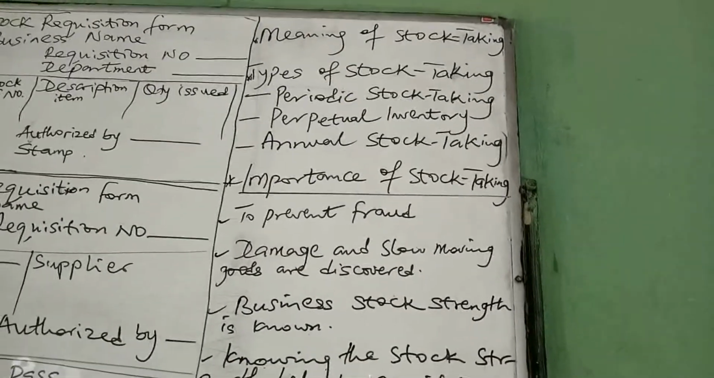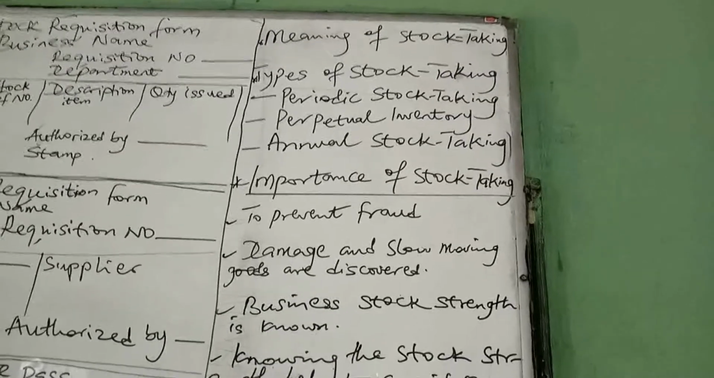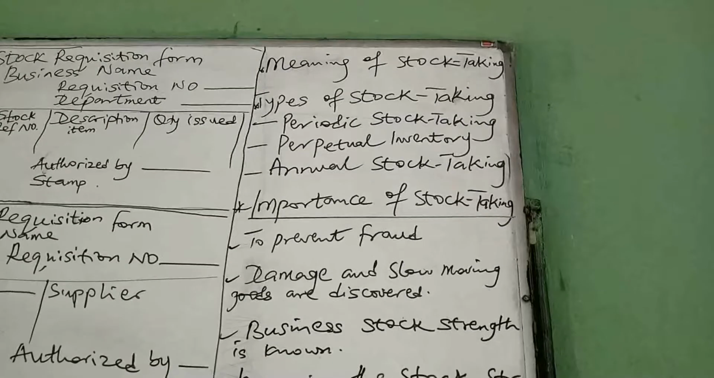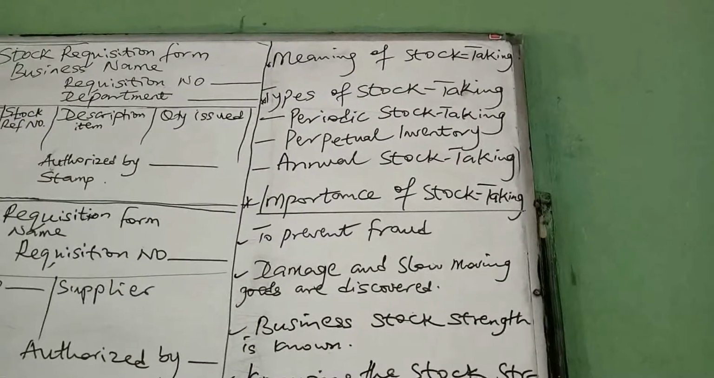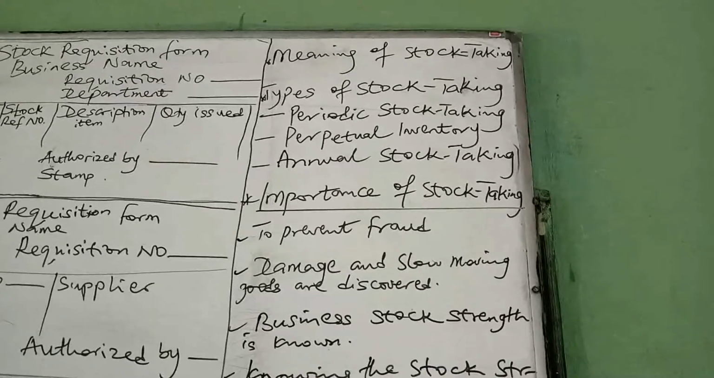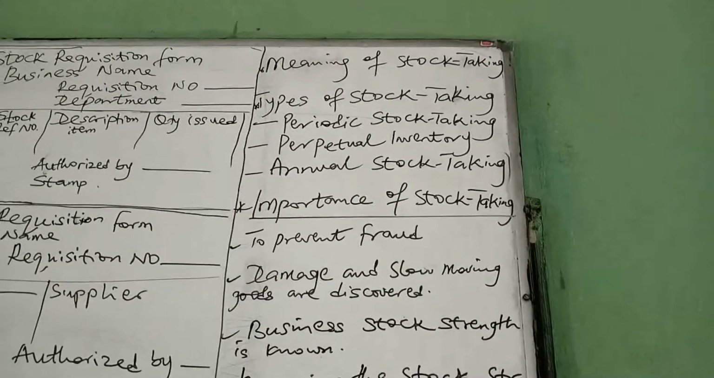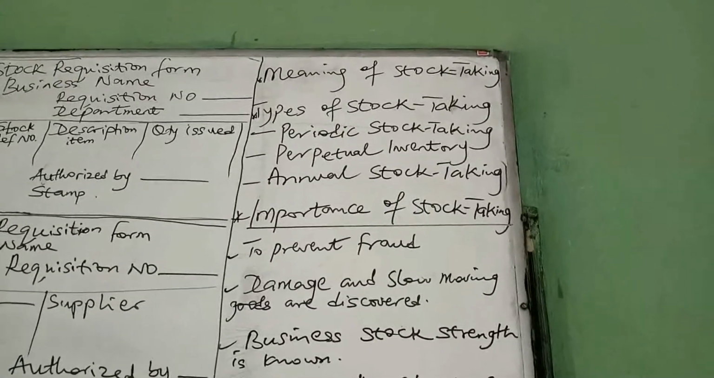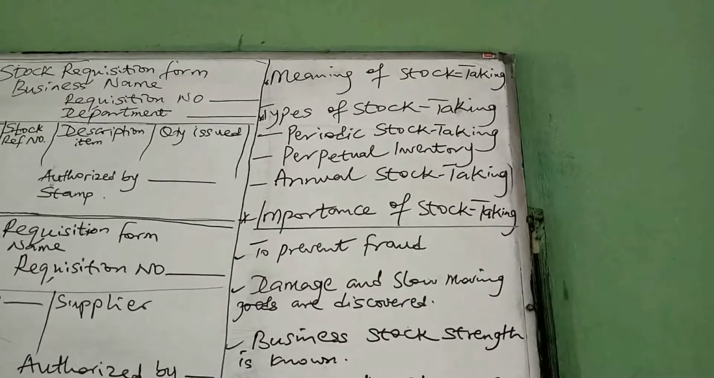It is done throughout the year at intervals. They don't plan with the store clerk when they will come for the supervision. They just come at a surprise time to check it. It's not planned. Then the last one is annual stock taking.